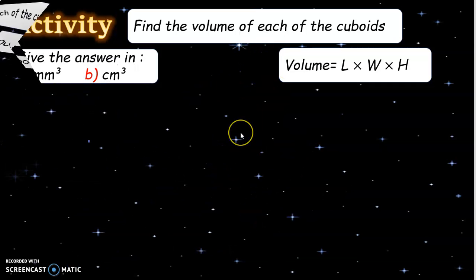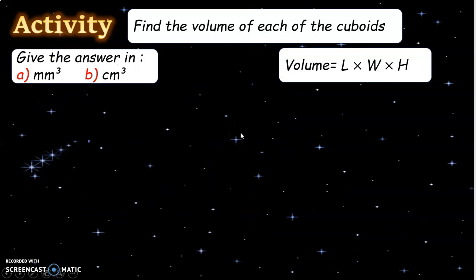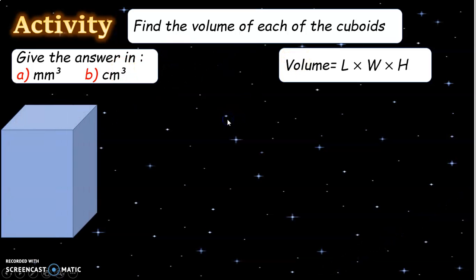Next, let us have another one. The same thing that we need to do. So this is the cuboid. The height of the cuboid is 15 millimeters, the width is 1 centimeter, and the length is 1 centimeter.